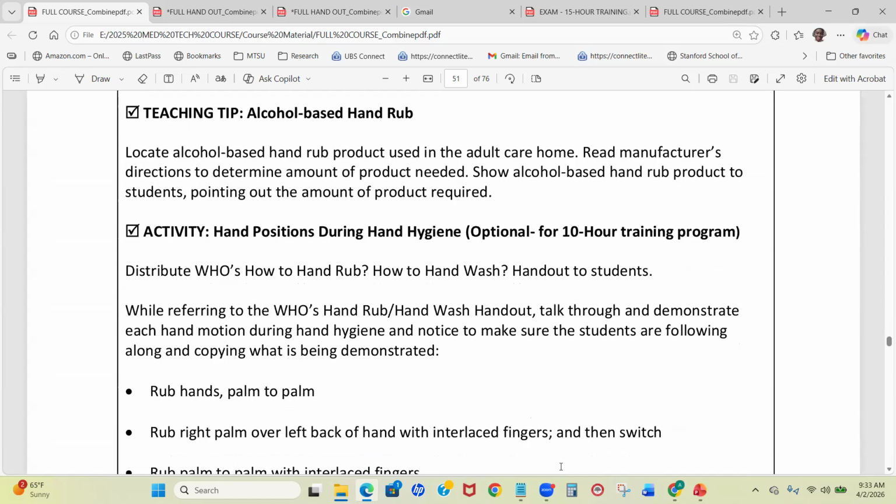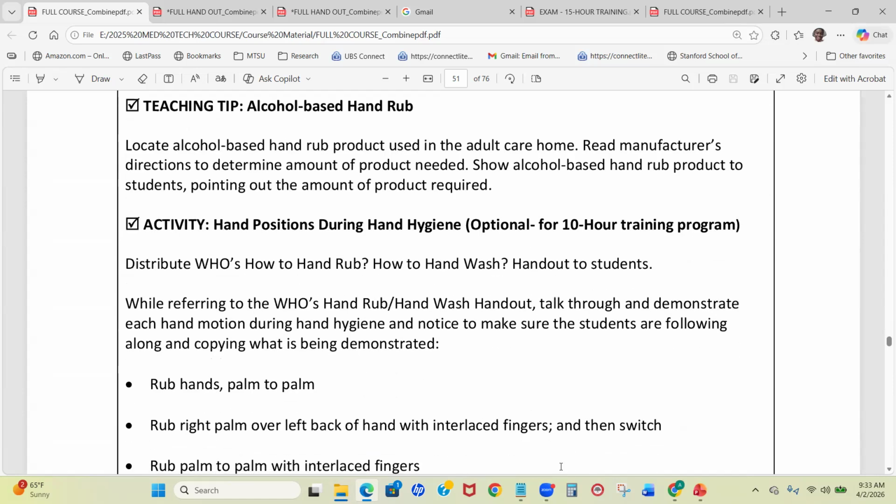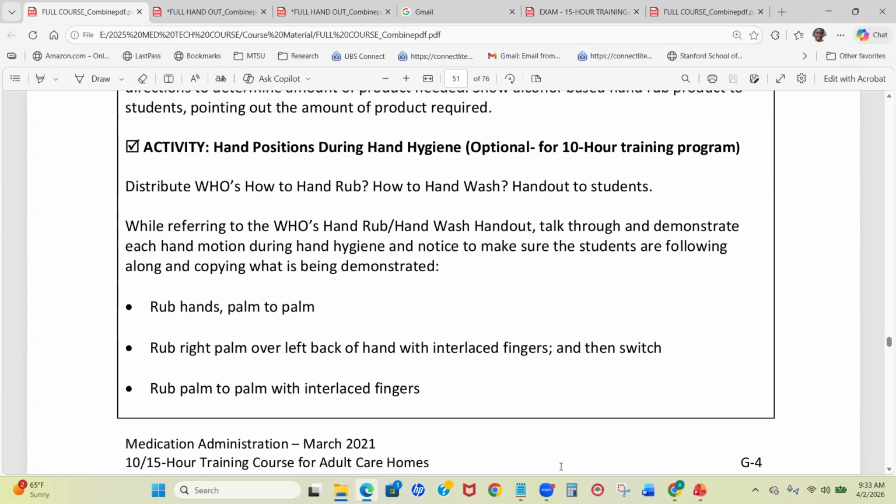So let's look at alcohol-based rub. You need to know where they are located. In the hospitals, in all the halls, at every few intervals, there's an alcohol-based hand sanitizer hanging. Small facilities may not have that luxury of putting hand sanitizers on the walls. However, they will have it at designated areas. So you need to know where all your hand sanitizers are and where to use them.